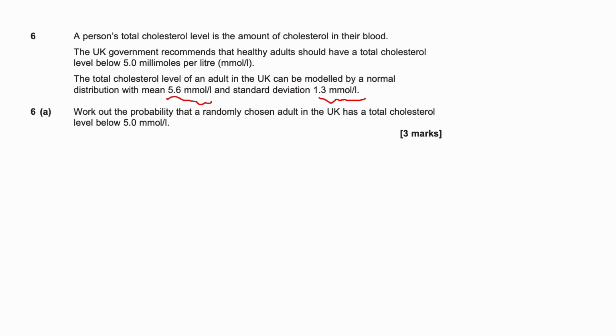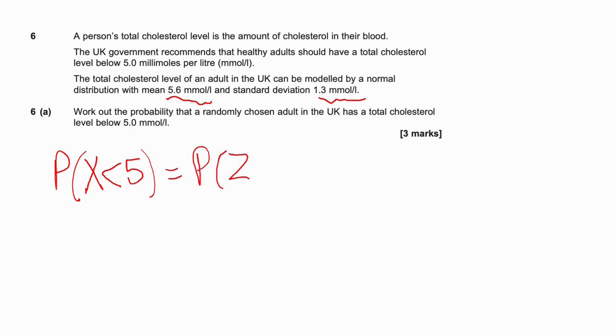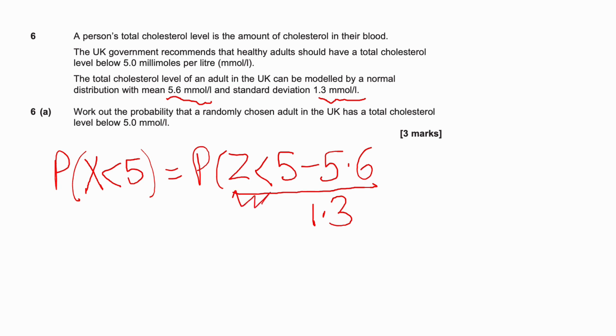So we're going to have to standardise it. We know it's a normal distribution because it's told us over here. The probability that a randomly chosen adult has x less than 5 is going to be the same as the probability of z being less than 5, which is our value, take away our mean, 5.6, and divide by 1.3. So that will give us the probability that z is less than negative 0.6 over 1.3, which I will put into my calculator. And we get negative 0.46.